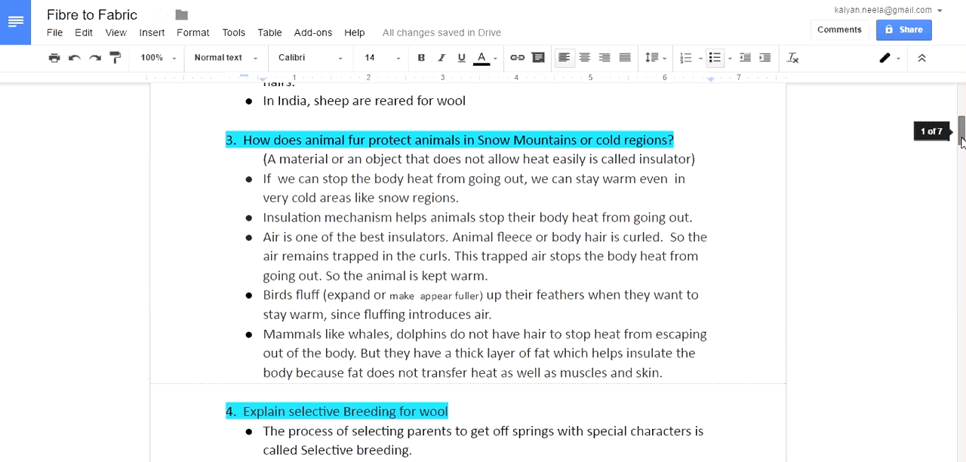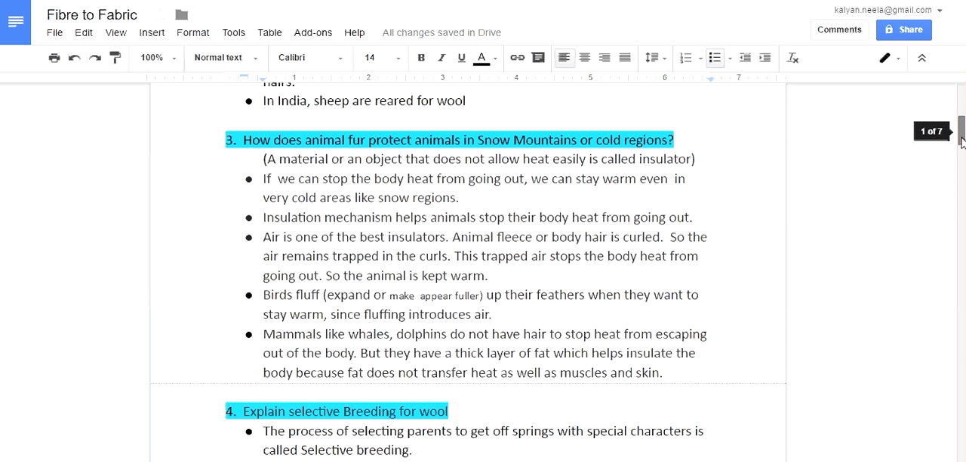Next is animals like whales and dolphins that will be swimming in very cold water. How do they survive? They are very bulky, right? If you see any of the whale movies, they have very bulky bodies. So in these bulky bodies, a thick layer of fat will be present. This fat is again a very good insulator, so it does not let heat flow out of the body. So these whales, dolphins, all these bulky animals will keep themselves warm.